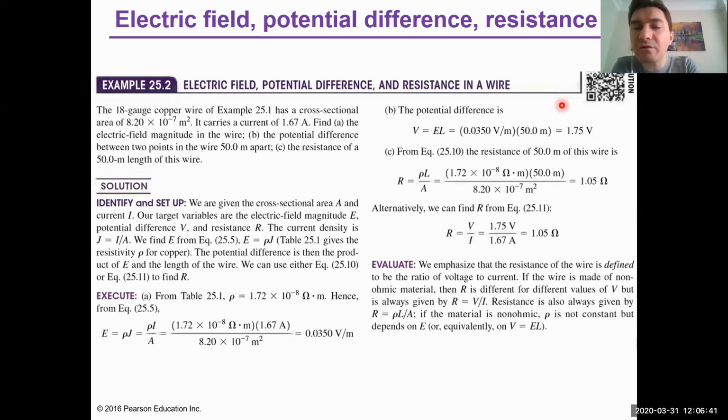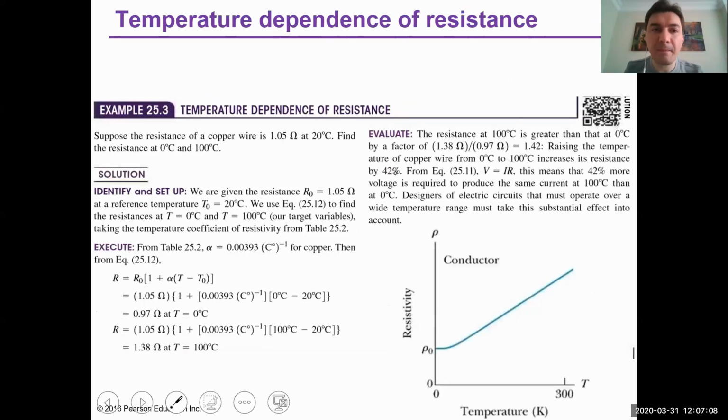You can also calculate this resistance from that formula, V over I. We have already calculated V by using that relation, put it there, and then I is given within the question, put it there, 1.05 ohm. So we have the same result. So don't forget that resistance and resistivity are constant in ohmic resistors.